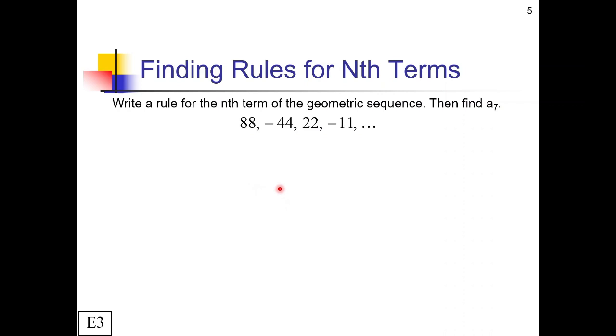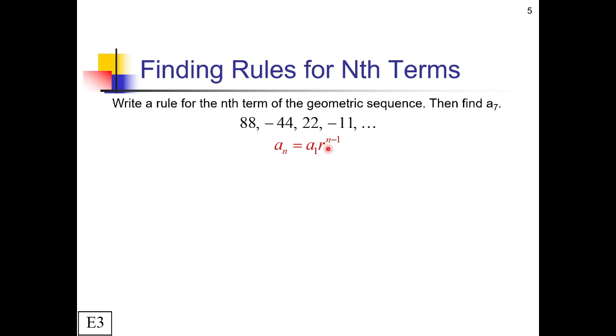Here's another one for you to try out. Same kind of deal as the last one. Pause the video and give this one a shot. All right, so again, we've got our exponential form, our geometric formula, a1 times r to the n minus 1.